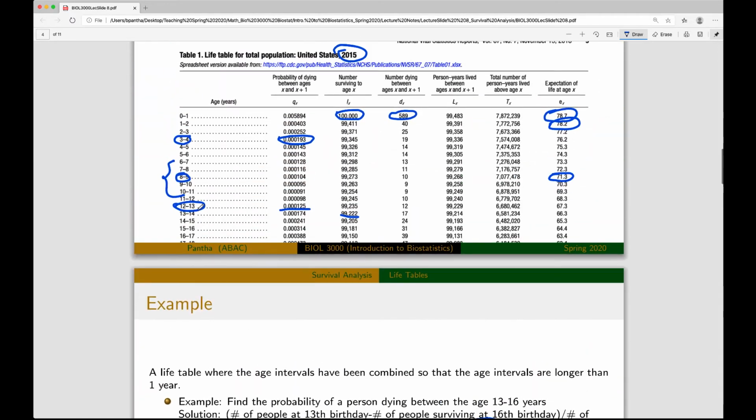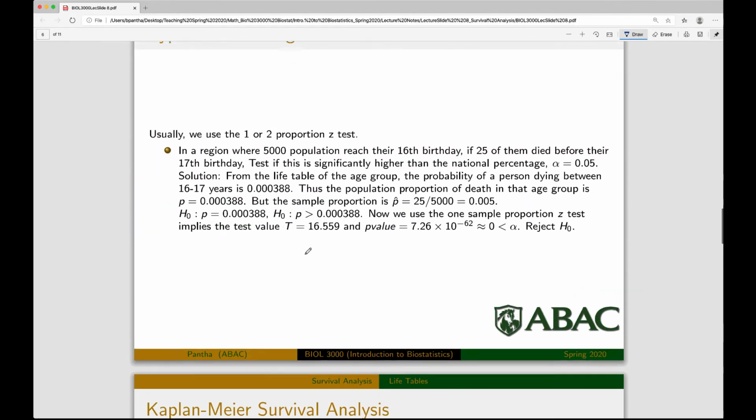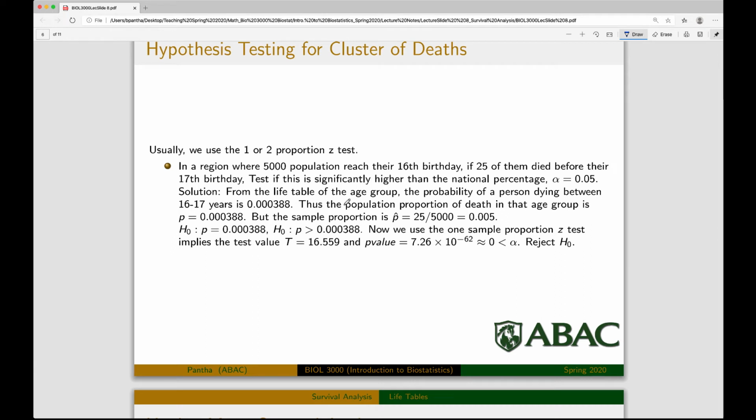0.000388. 16 and 17, you see that? This is the probability of dying in that age group, okay? So the population proportion of death in that age group is P equals that value. But what is the sample proportion? We got that 25 out of 5,000 died, right? That is the sample proportion. So we want to see if the sample proportion in that region is higher than the national average. So the null is P equals that value versus P greater than that value.